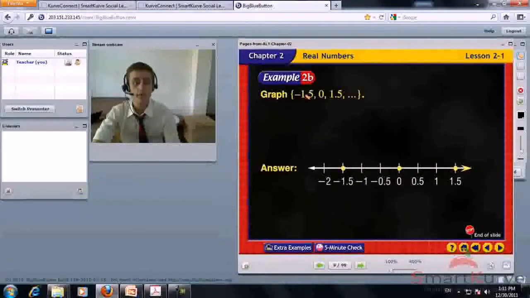Now it says graph -1.5, 0, 1.5, and ellipsis. So the answer is -1.5. You do not put a dot on the -2. Do not put a dot on the -1. Do not put a dot on the -0.5. Put a dot on the 0. Put a dot on the 1.5. And put a dot on the arrow continuing. That signifies the ellipsis, which says that it continues indefinitely.